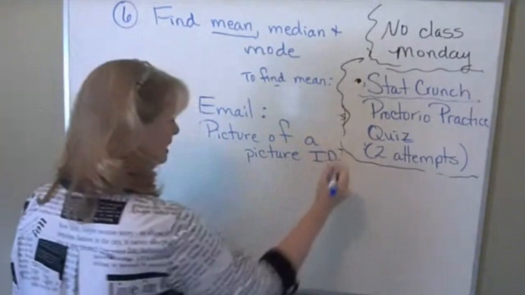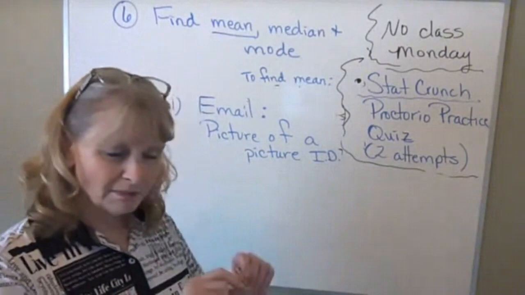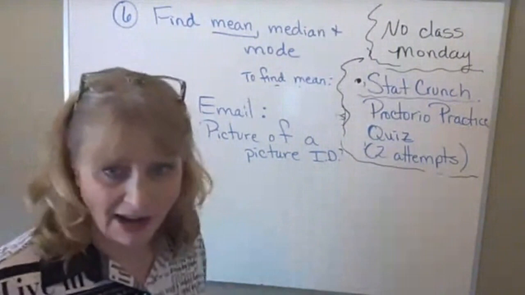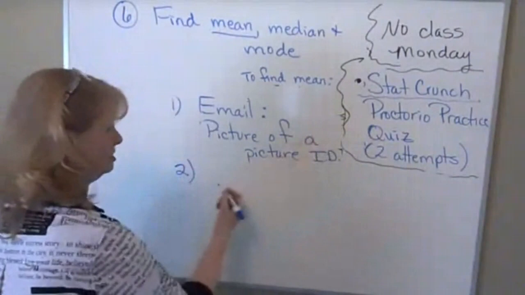If you're going to use your driver's license and you want to protect your privacy, when you take a picture of it, you can put a piece of string or a little something over the number or over your address or whatever you don't want. As long as I can see your name and the picture, that's all I care about. Okay, so you're going to do that, and then you're going to do this Proctorio practice quiz.